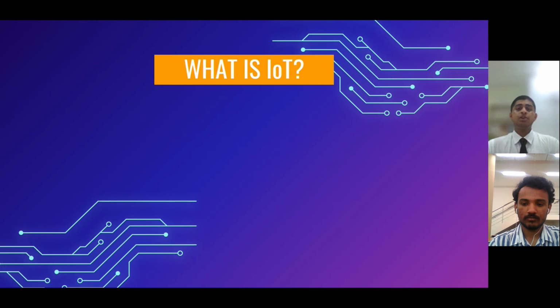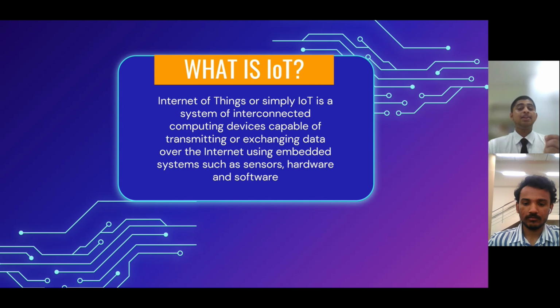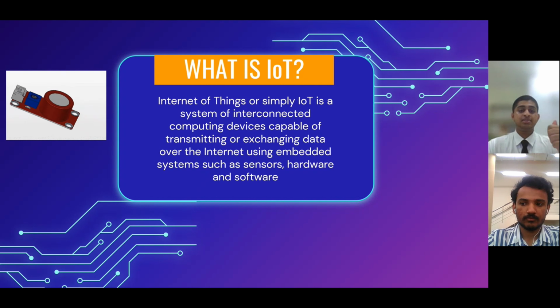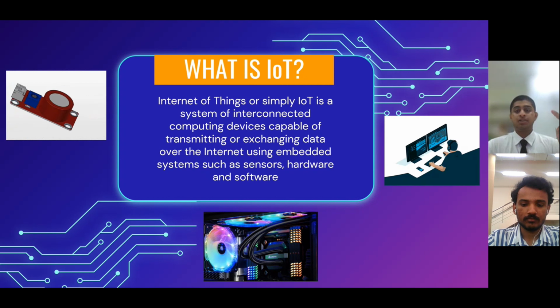Firstly, a very common topic. What is IoT? Internet of Things, or simply IoT, is a system of interconnecting computing devices capable of transmitting or exchanging data over the internet using embedded systems such as sensors, hardware, and software.